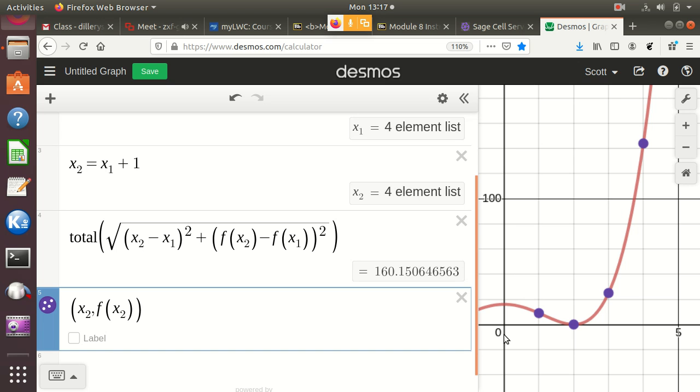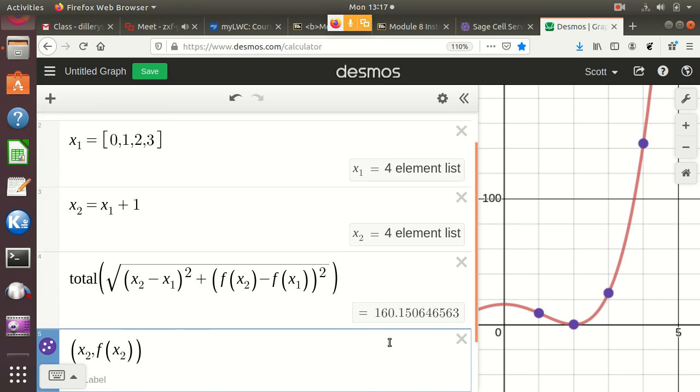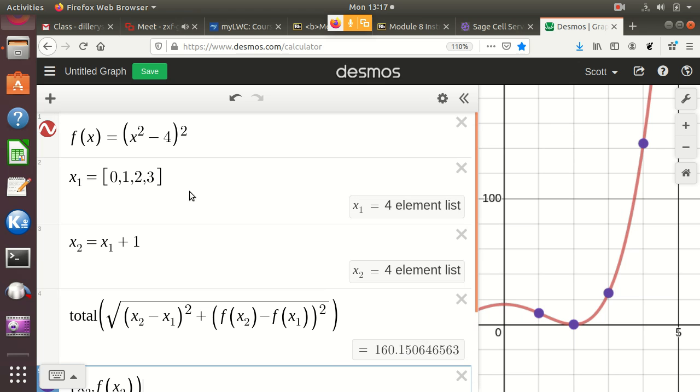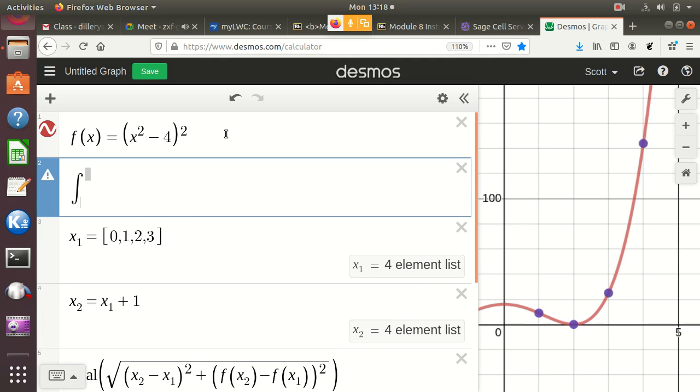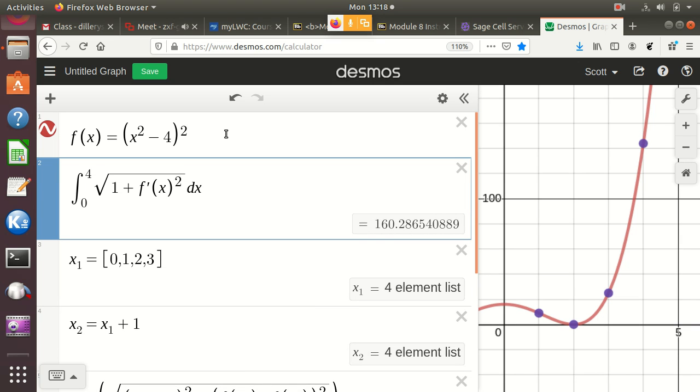The function value we need to add up. Well, remember, if we're using the midpoint rule, oh, I erased it now. Let me put it back in. We were doing the integral from 0 to 4 of the square root of 1 plus f prime of x squared, and then dx. That is the function we are integrating with the midpoint rule, that square root function.